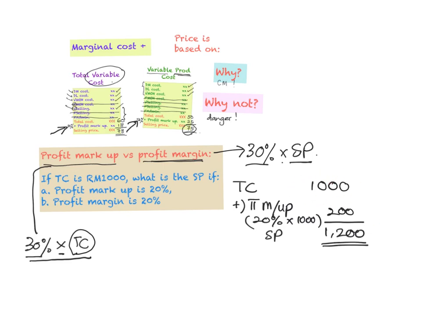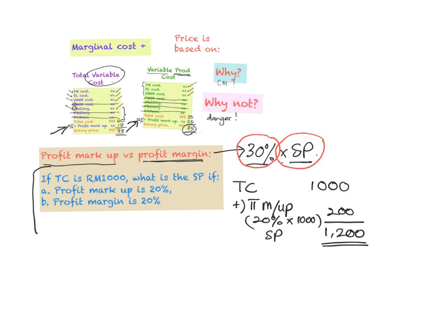But then, if we try to answer the second question, when the profit margin is 20%, how will it look? Let's get rid of this first. Remember, if the question asks for profit margin, what you need to do now is take the rate given, 20% in this case, times the selling price.